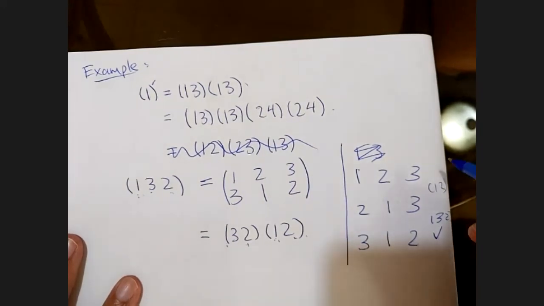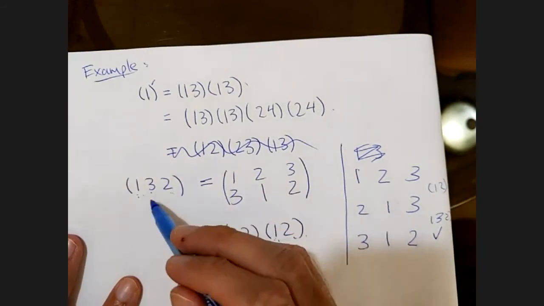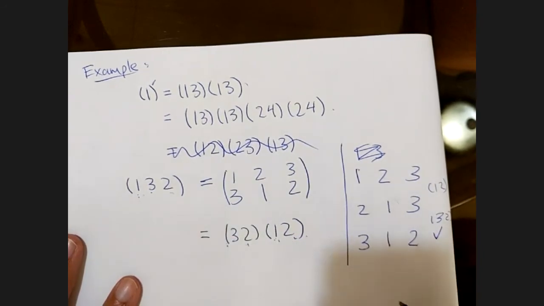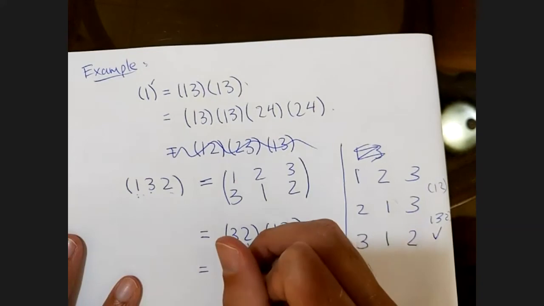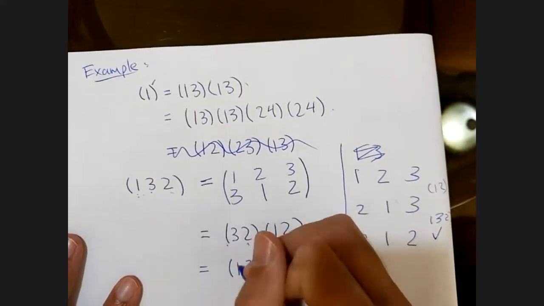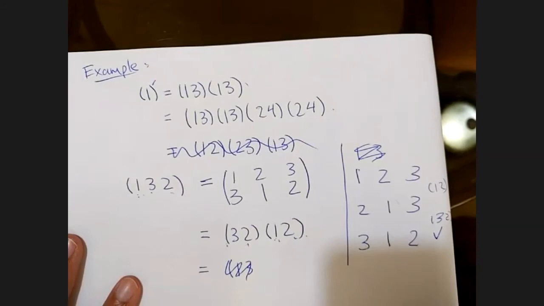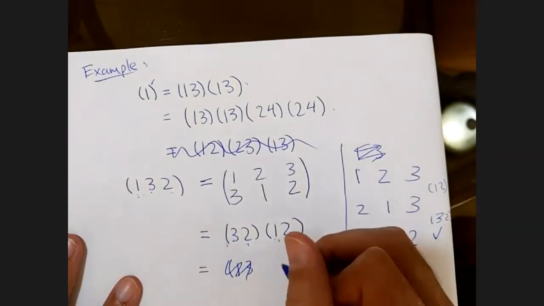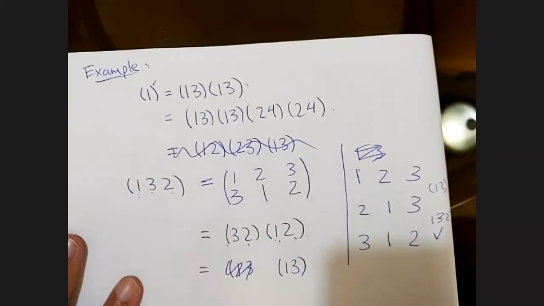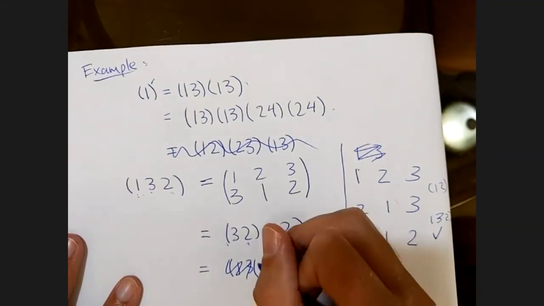But you can see there's more than one way to play this game. There's more than one solution. So there's more than one way to write 1, 3, 2 as the product of transpositions. I guess we could also write it as 1, 3, and then 2, 1. Does that work?